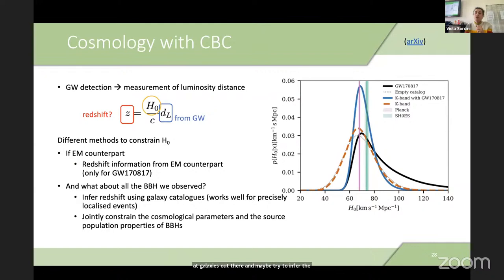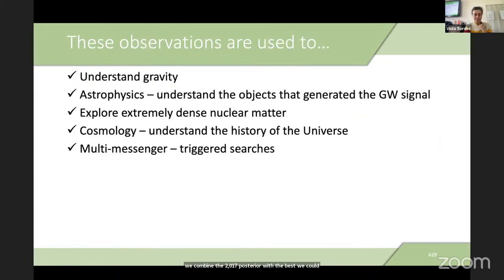Or also, you heard already yesterday that the masses we observe are actually affected by the redshift. So what we do is that we jointly constrain the cosmological parameters and the source population properties of the BBHs. So you see here again, on the x-axis, you have H0. In black, you have the curve that you've seen from 2017. And in blue, you have the new posterior we have when we combine the 2017 posterior with the best we could do with all the BBHs we observed meanwhile.